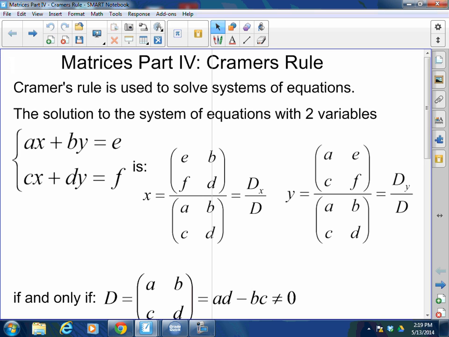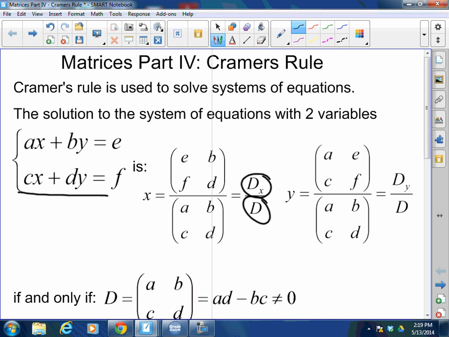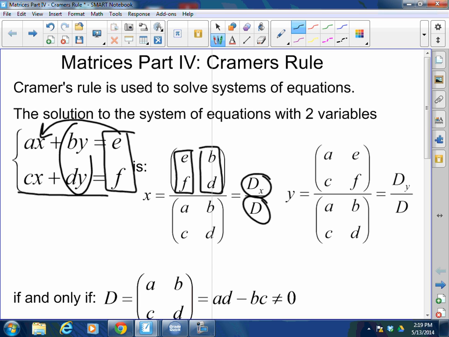Let me explain something that's extremely important, though. When you're setting up these matrices to use Cramer's rule, notice what happens here. It's the determinant of x divided by the determinant of the original matrix. What does the determinant of x mean? If you notice, I replace the constants with the x values. See how now it's E, F, and B, D stays the same because those are my y's. And then what is the determinant of the regular system? It's all the coefficients, not the constants, only the coefficients.